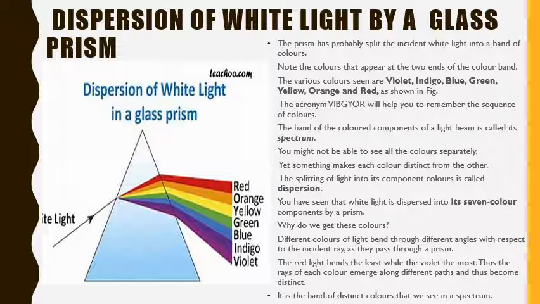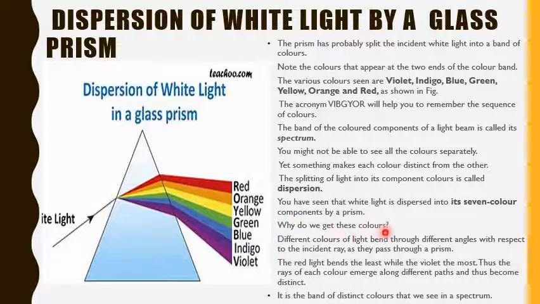The splitting of white light into its component colors is called dispersion. White light getting split up into 7 colors, this is called dispersion. Whereas these 7 colors together are called the spectrum. Okay, these 7 colors together are called the spectrum, and this splitting, this phenomenon, is called dispersion. You have seen that white light is dispersed into its 7 color components by a prism. You can see it is split up into 7.